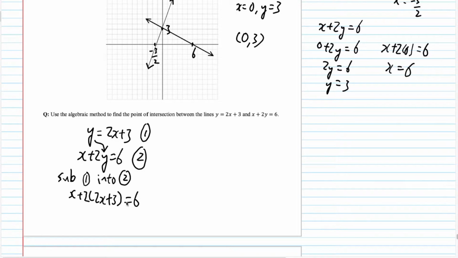So now what we have is a one variable equation. You see, there's only one variable, it's just x. Whereas in here, you have two variable equations, which you cannot solve. You can only solve one variable equations. So let's just keep going.